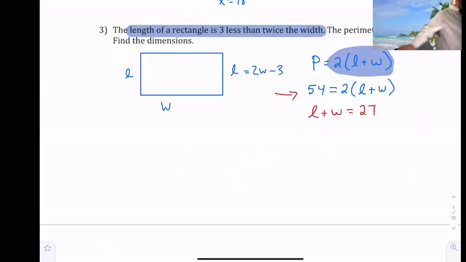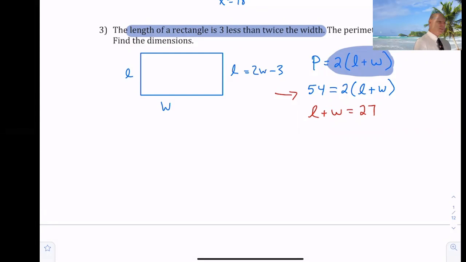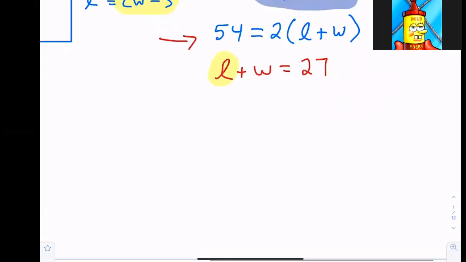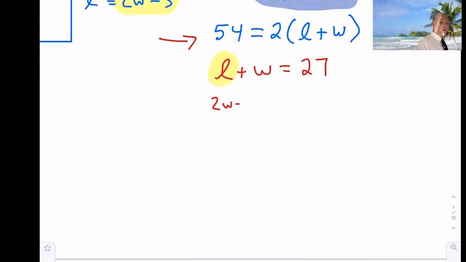Because it's telling me that the length is already defined for me as 2w minus 3. So where I see an L, I'm just going to put what? 2w minus 3. So I have 2w minus 3 plus w equals 27.